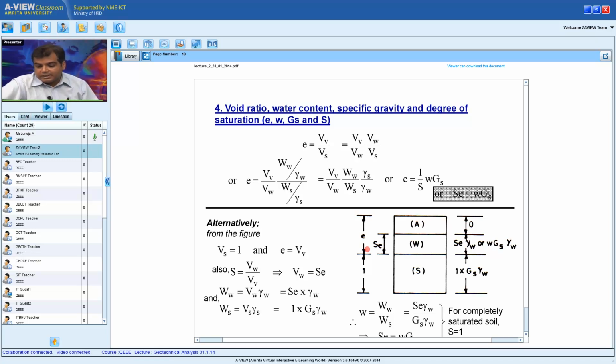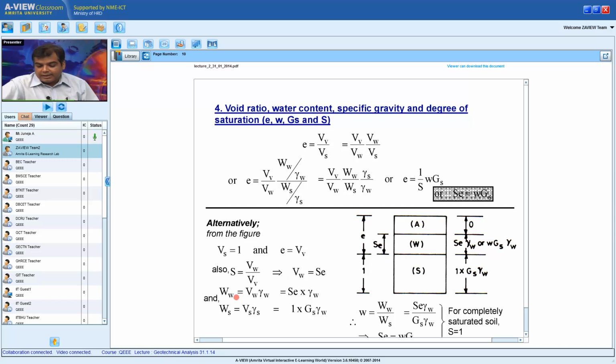Volume of voids is e. So I have volume of solids 1 and void ratio, which equals volume of voids. Let's look at the definition of degree of saturation, which was volume of water over the volume of voids. Look at this carefully please. Volume of water equals S times volume of voids, which I have replaced by void ratio. So volume of water equals Se.